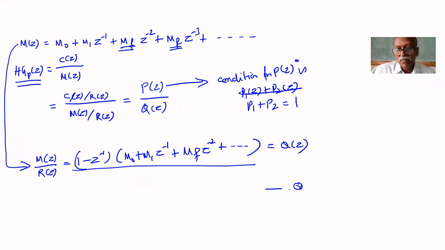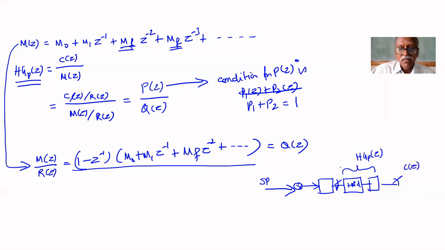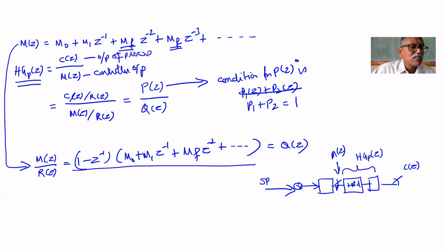In a closed loop system, we are giving the set point here. After that, the controller is there. After that, a hold circuit is there. Then the process is there. This is HGP of Z. A sampler is there in between. Here the output is C of Z. Here the input is M of Z. Therefore, HGP of Z equals C of Z by M of Z. This is the controller output, and this is the output of the process, that is HGP of Z.